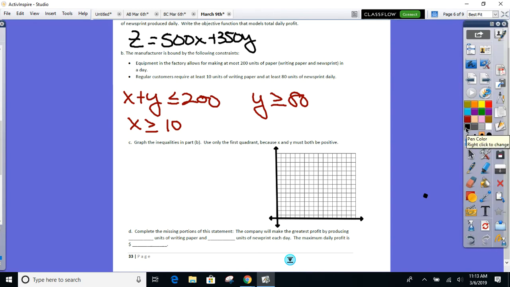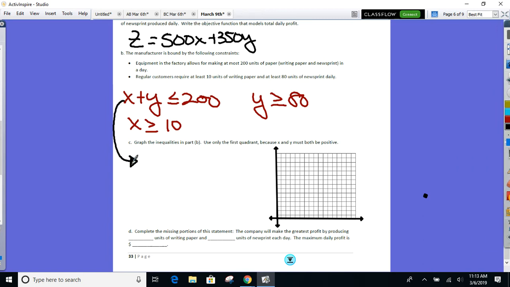What's going to be your x and your y intercept up here? For this one, x plus y less than or equal to 200: 200, 0, and 0, 200. All right, what do we want to go by here? I would love to have 280 on there. I got to have 10 on there. I don't think I can go by 10s, can I? 20s?